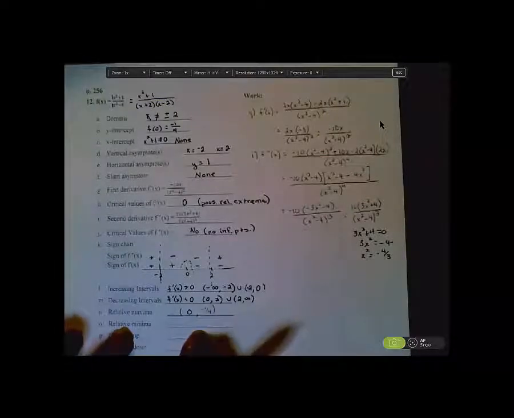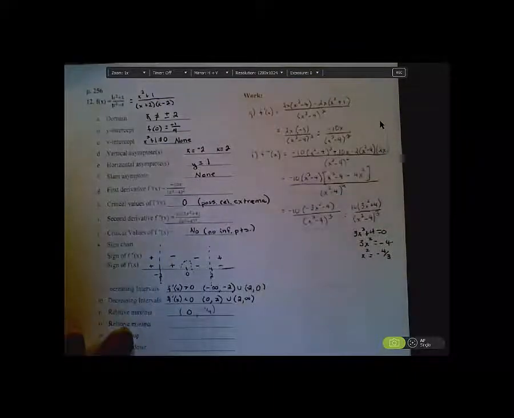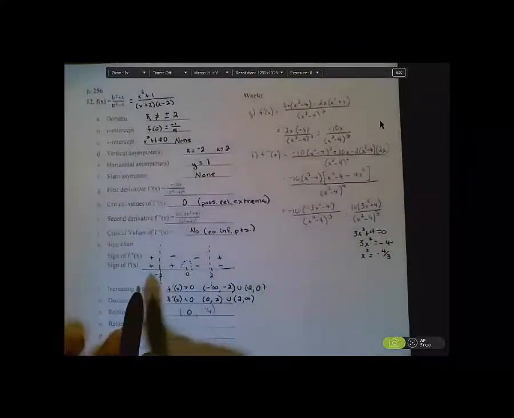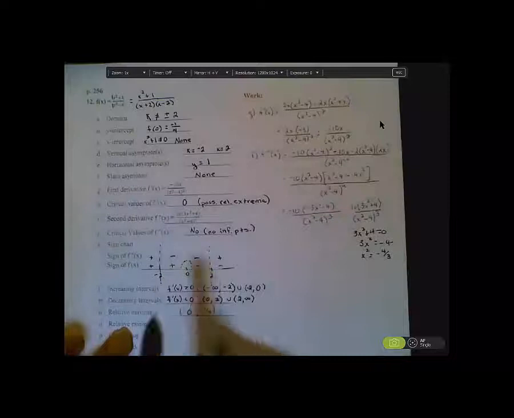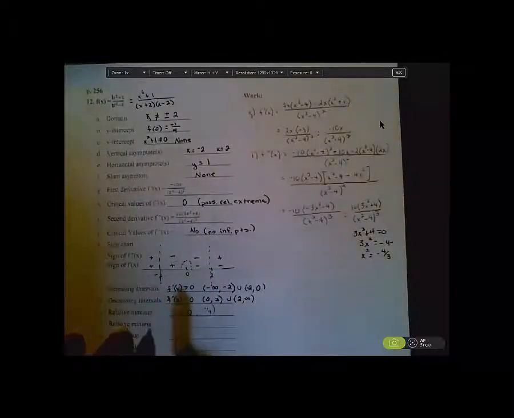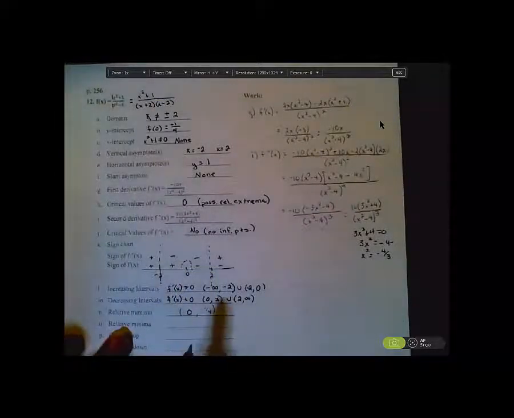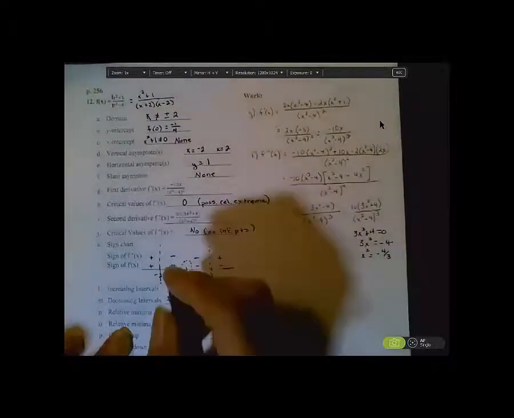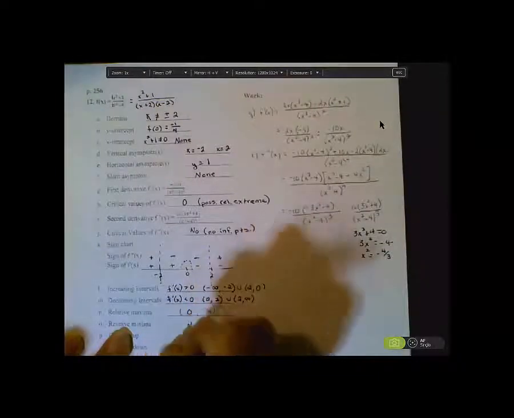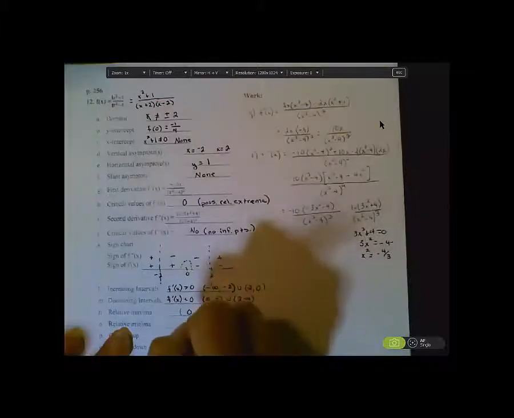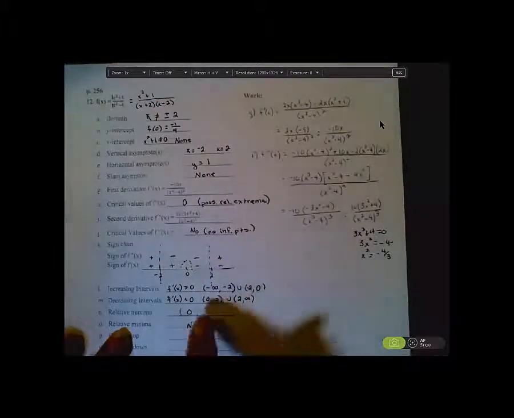A relative minima is where the function goes from decreasing to increasing. Is there anywhere on this graph that the first derivative was negative and then turned positive? No. So this graph has no relative minima, just a relative max.